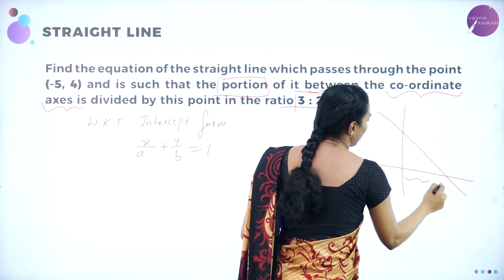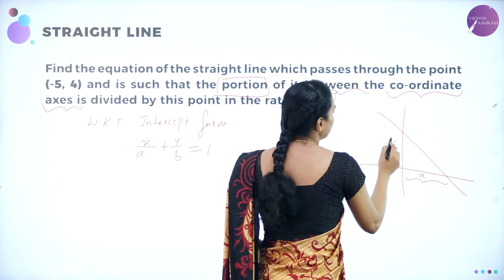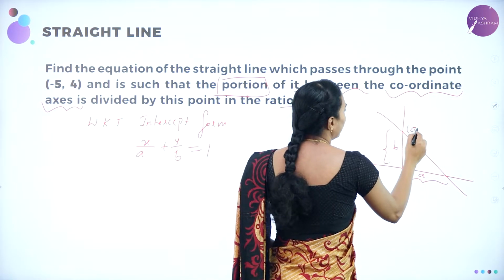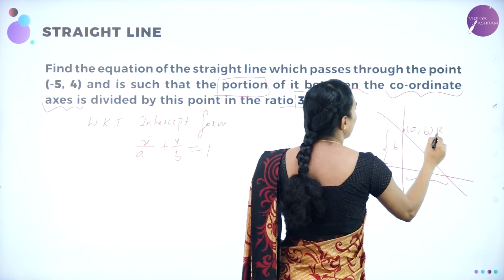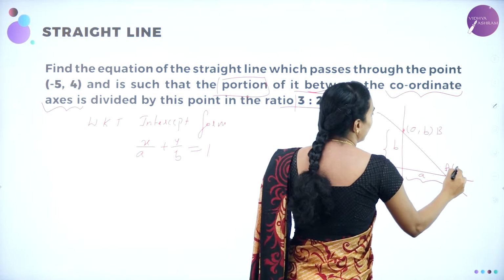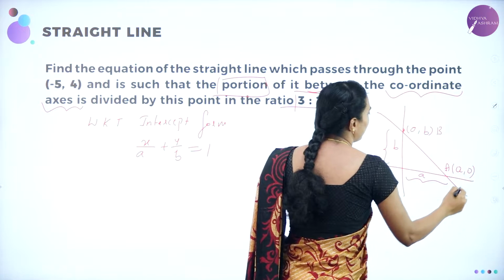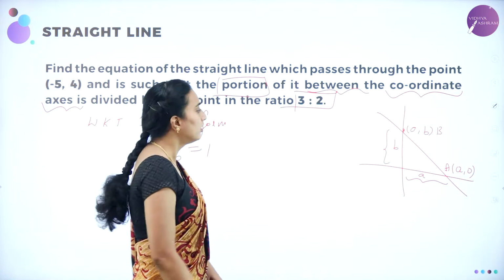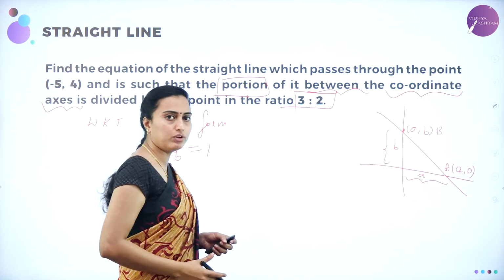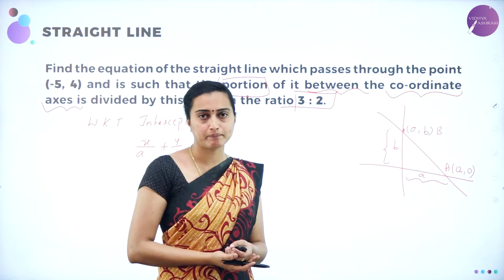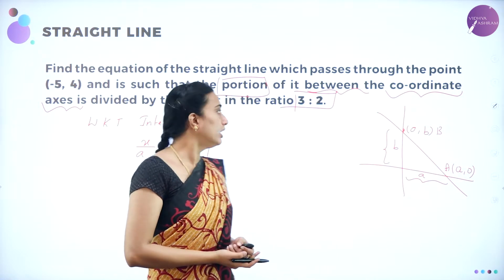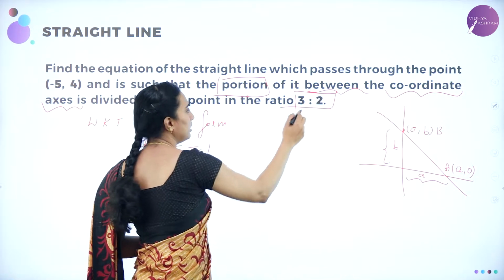This is a distance of a units and this is a distance of b units, and here you are having 0 comma b as a point, correct? And then here you are having a comma 0 as a point, at a distance of a units and b units on the x-axis and y-axis respectively. Now here they have given it is dividing in the ratio 3:2.